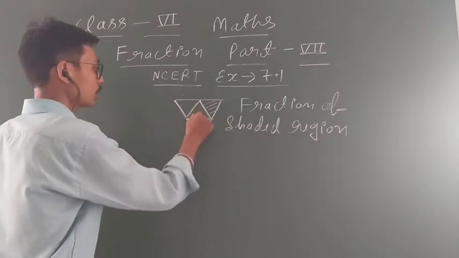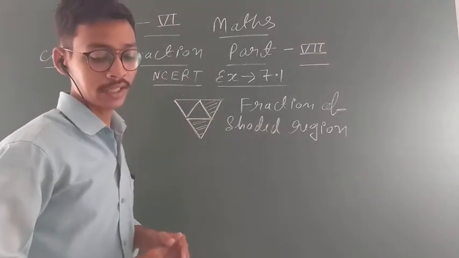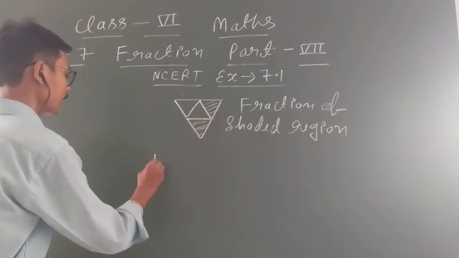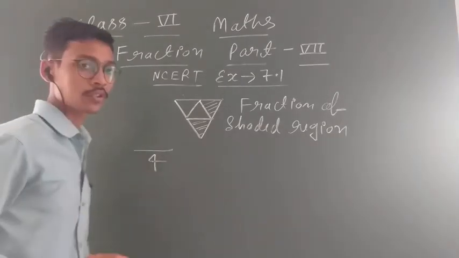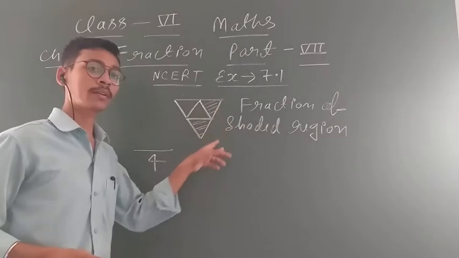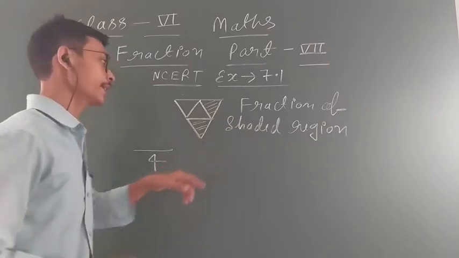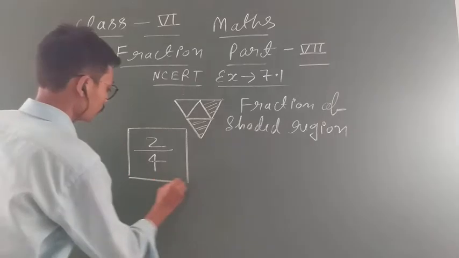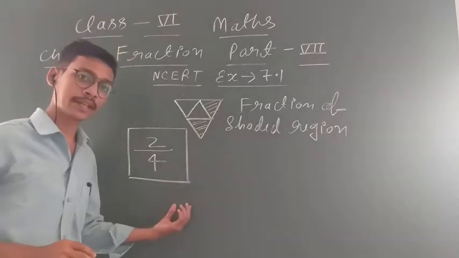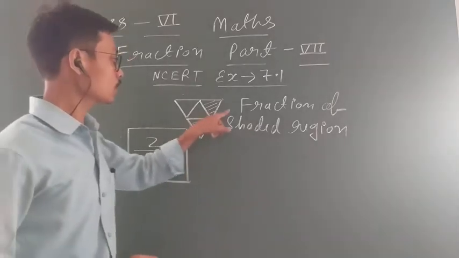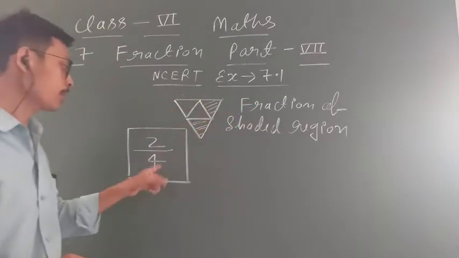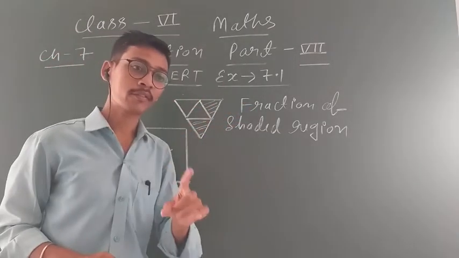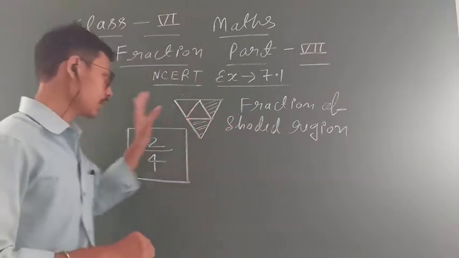That is 1, 2, 3, 4. Total how many parts are given? Total 4 parts are given. You will write this in the denominator. Okay students, now how many parts are shaded? 2 parts are shaded. So our correct answer is 2 upon 4. Why? Because 2 parts are shaded, and total how many parts? 4. Fraction means part of a whole, so this is the part of the whole.